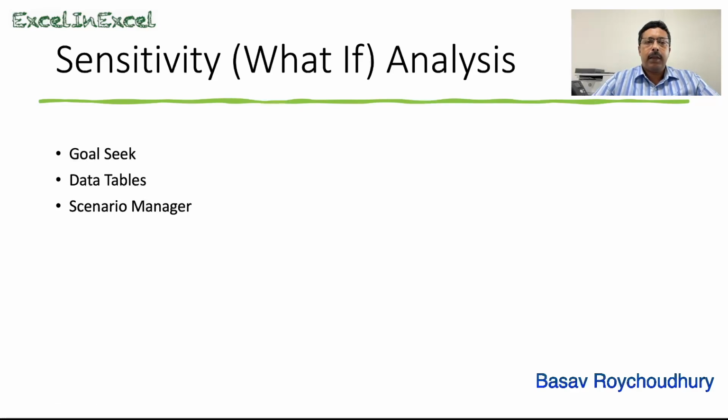So in Excel, we can do three kinds of sensitivity analysis: the goal seek, the data table, or the scenario manager. Of course, this is not the order in which Microsoft has provided them in the menu, but I prefer to have them in this order. So first one, goal seek; second one, data tables; and lastly, scenario manager.